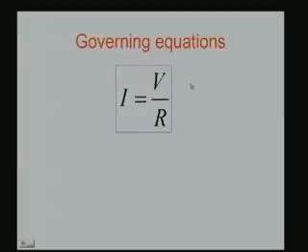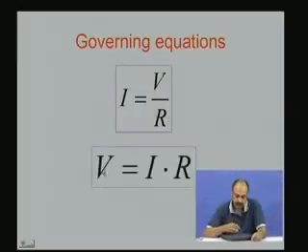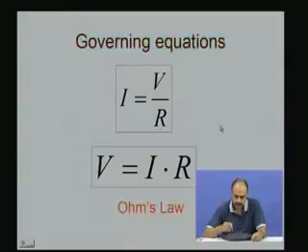That becomes the governing equation for the resistor: I equals voltage by R, or it can also be written as voltage equals current into R. It is basically the same equation, algebraically represented in a slightly different way. This is called Ohm's law, one of the most fundamental laws in electrical engineering, which you will be using almost throughout your life.